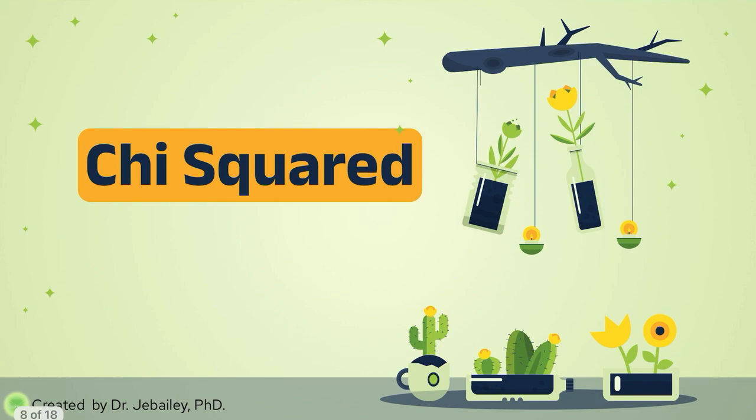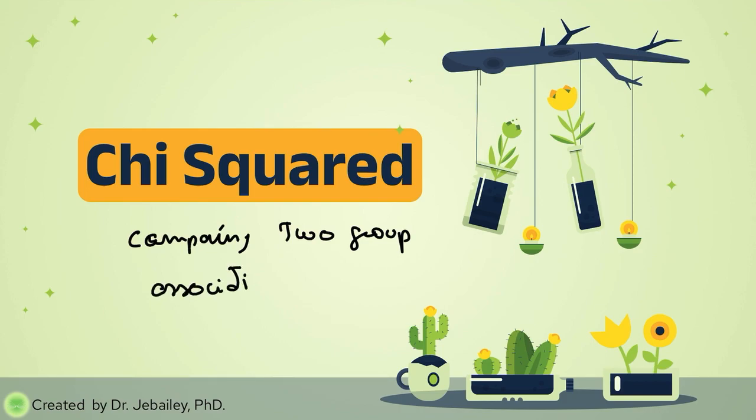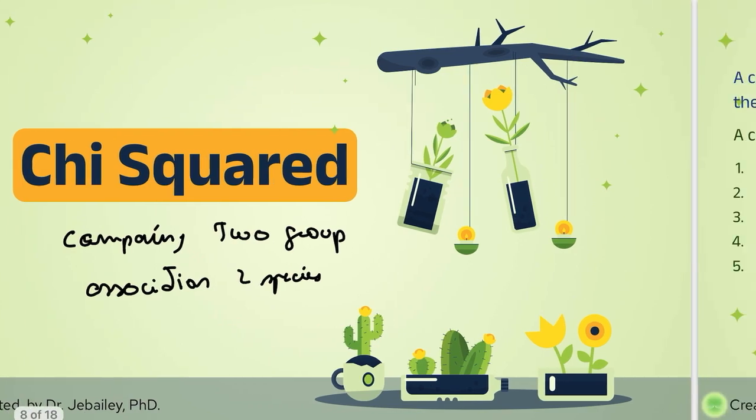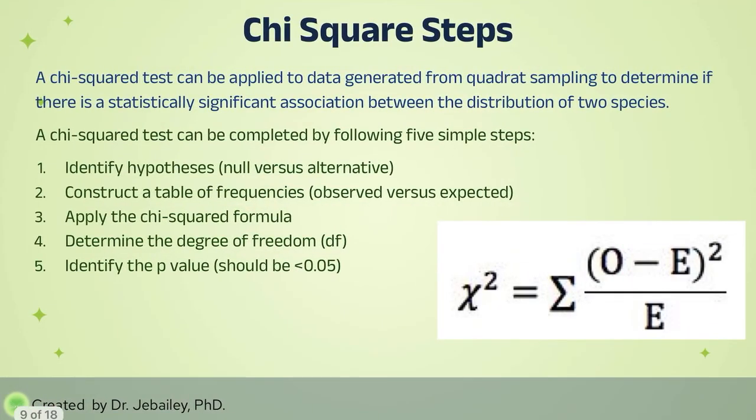Now, we're going to the second type of data that you need to be able to measure, which is using the chi-square. The chi-square is all about comparing two groups. So it's when you have two types of plants, and you want to find the association between two species, for instance. You want to see if they're related or if they're not related, if one population is affecting the other or not. So here is the definition for the chi-square test.